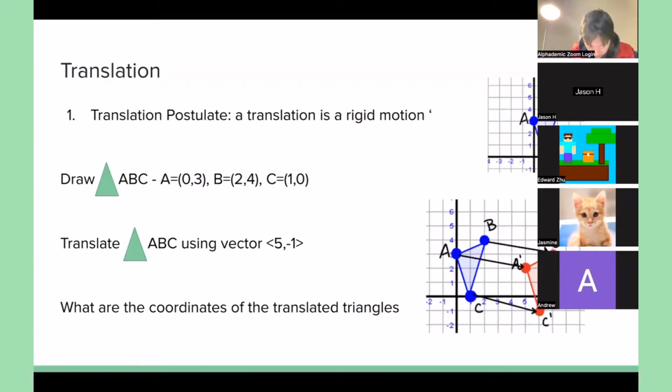Right, because as you can see, the vector (5, -1) essentially says that we are going right 5 and down 1. So that's what we want to do for all the points. For each and every point, we want to go to the right 5 and down 1. You can go down first and then right, or right first and then down. It doesn't really matter. You'll get the same results.